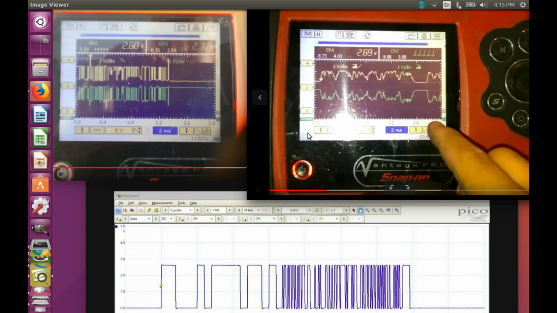Can we explain the waveform that tech number two got? Pause this video for 10 seconds and look closely at the waveform on the left and the waveform on the right. What do you see?